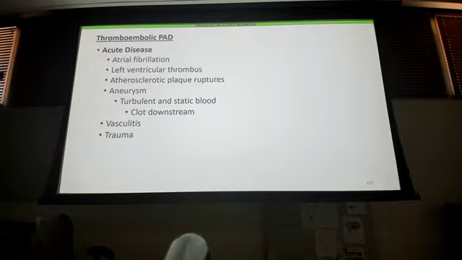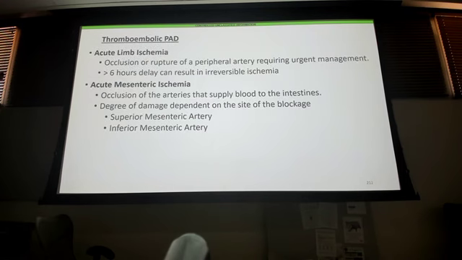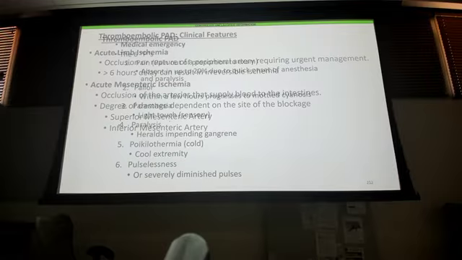Then we talked about thromboembolic disease, where you have a blood clot that forms and then gets sent downstream. And there's lots of reasons why these blood clots may form in the first place. But depending on where it goes determines what you're going to see. So you can get an acute limb ischemia if it goes to one of the arteries that affects the lower extremities. Or if it goes to the mesenteric arteries, then they may get mesenteric ischemia. It can affect the superior mesenteric artery or the inferior mesenteric artery.